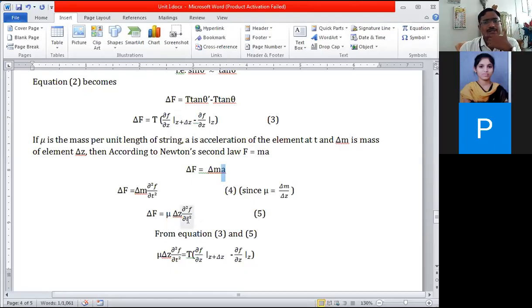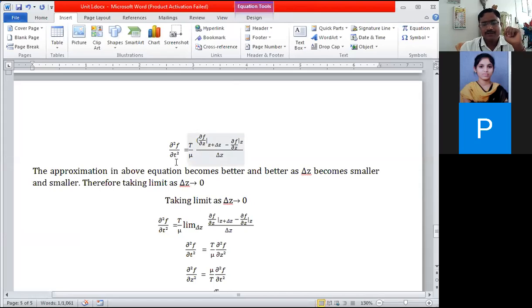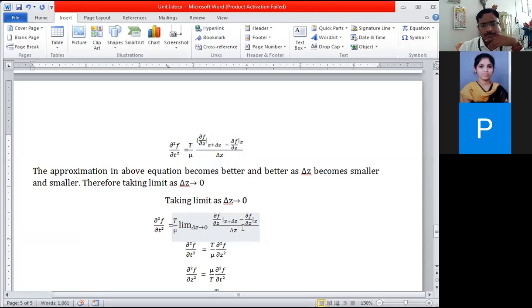So delta F is equal to mu into delta z dou 2 f by dou t square. We have compared this equation with this equation, and when we compare this, we have this equation. We have taken these two terms to the RHS, simplified. We have taken the limit as delta z goes to 0. We have dou f by dou z goes to this. This is actually the standard definition for dou 2 f by dou z square.